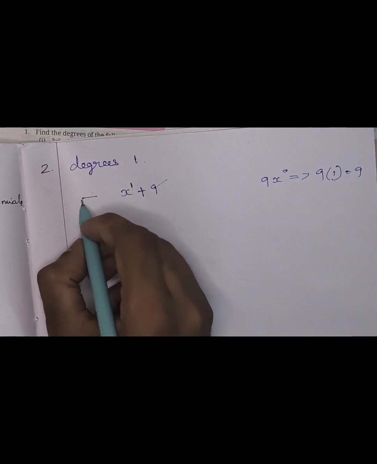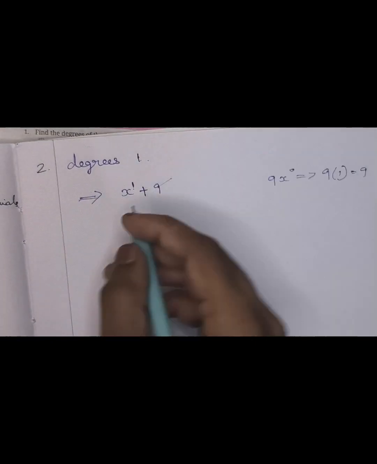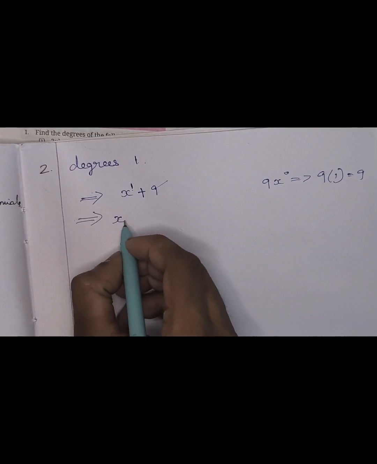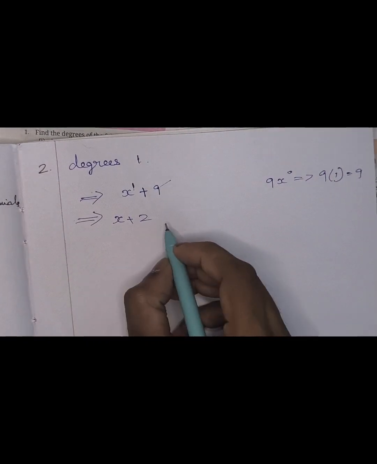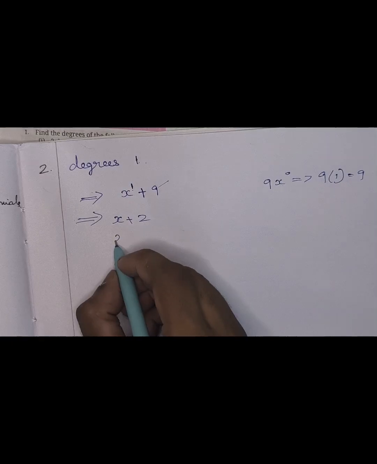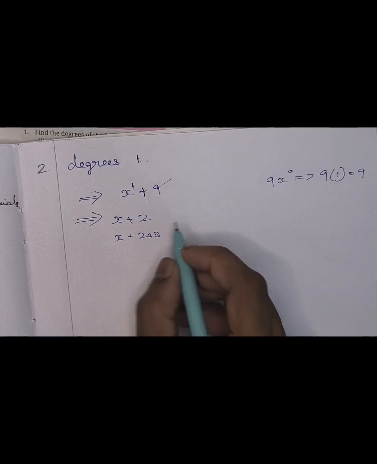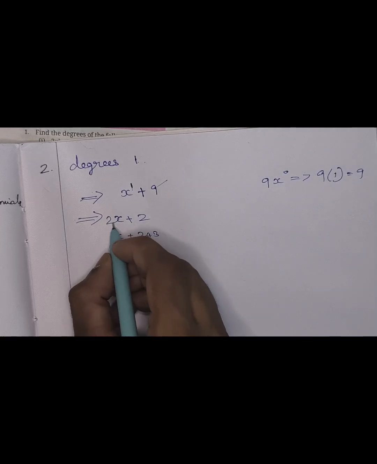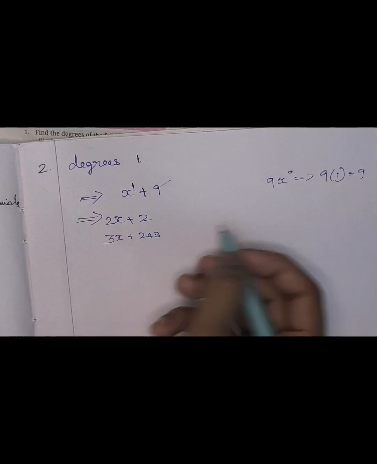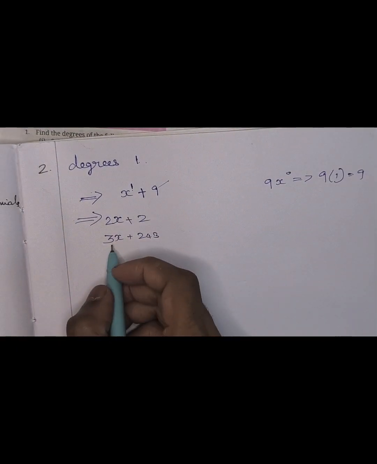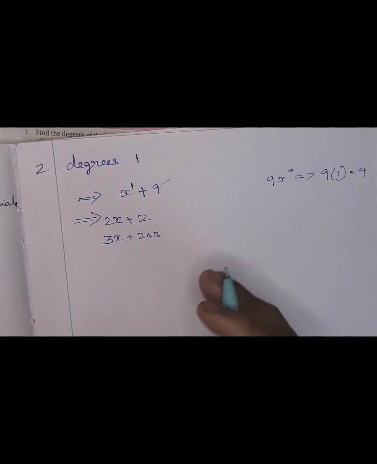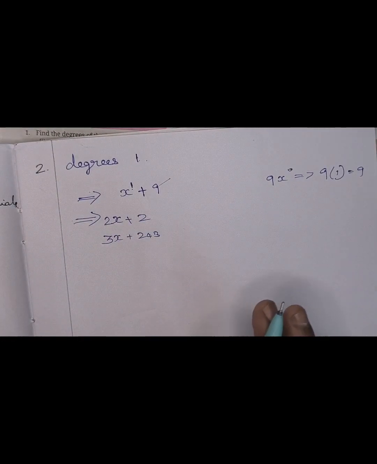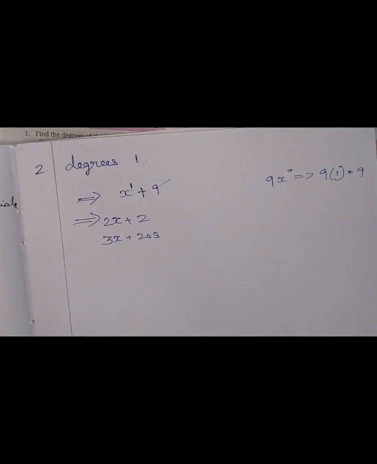So degree 1. You can give this example or you can give x plus 2, or x plus 3, x plus 43, any number. Or you can put any number before x also, 2x plus 2, 3x plus 23. The value before and after is not important for us. Just see the power value. The highest power should be 1.